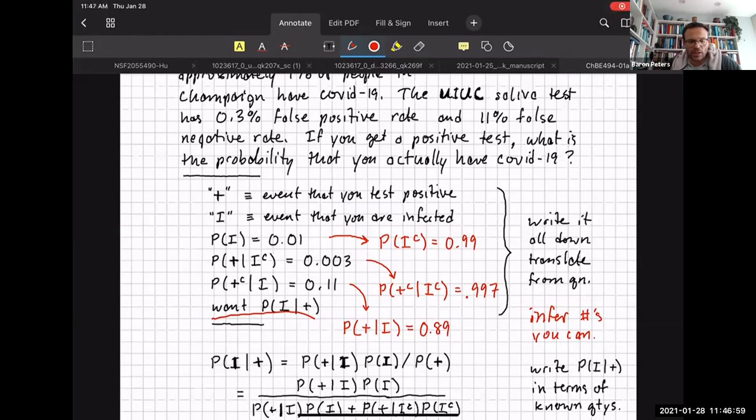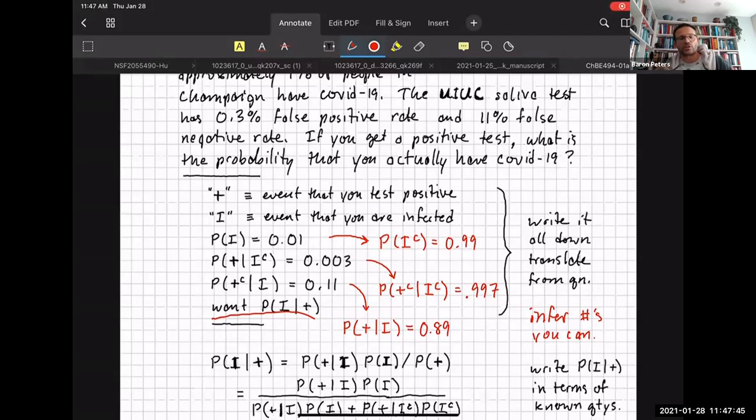So immediately from the probability of infected, probability that a given person is infected, no testing information available, you can immediately infer that the probability that a person is not infected is one minus that, is 99%. You can immediately infer that the probability of testing positive, given that you're not infected, is 0.003. Therefore, the probability of testing negative, given that you're not infected, is 0.997. And the probability of testing negative, given that you are infected, is 0.11, which tells you that the probability of testing positive, given that you were infected, is 0.89. You guys see how these things just follow immediately from the given information.